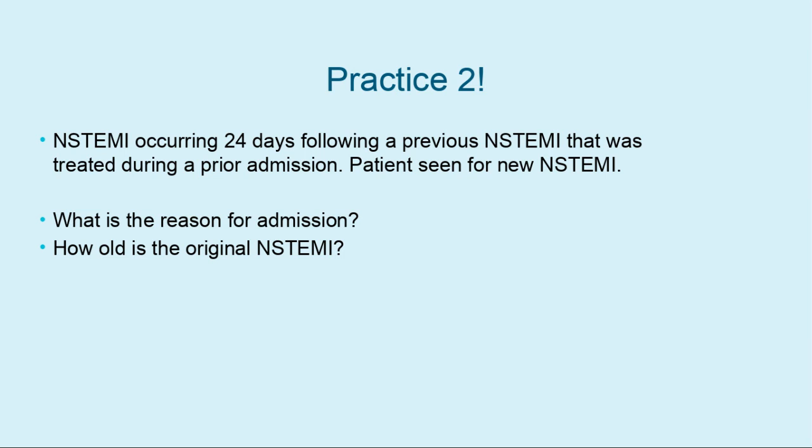So here's another practice. Again, listen to the question and then pause the video if you want to code it on your own. An NSTEMI occurred 24 days following a previous NSTEMI that was treated during a prior admission. Patient was seen for the new NSTEMI. First, what is the reason for the admission? Was the patient being seen for the first one or the second one? And then how old was the first one?